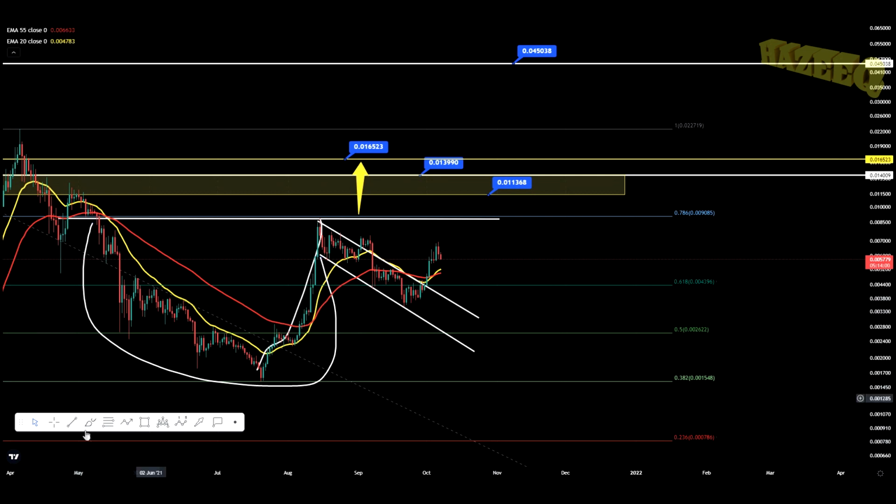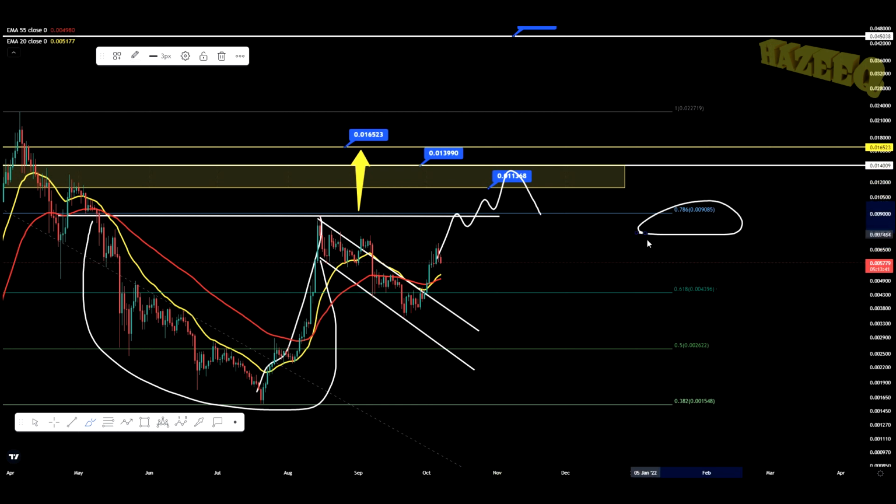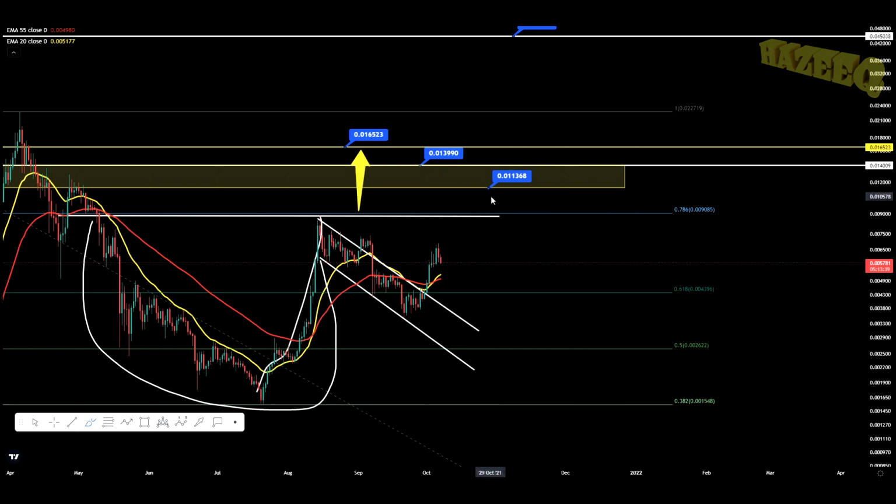So what you can do is set some sell orders at the 0.786 and at 0.01136 and 0.01399 because I think we're going to get rejected from there. We start coming back up, break resistance, and we're going to fall back to support. Hopefully, we're going to find support on the 0.786. But you got to start taking profits along the way.